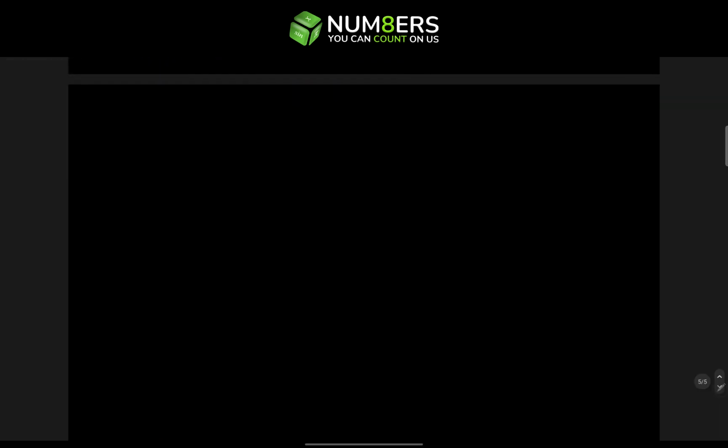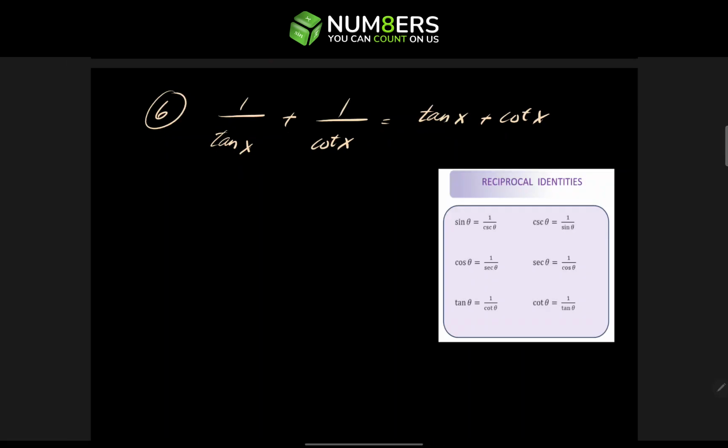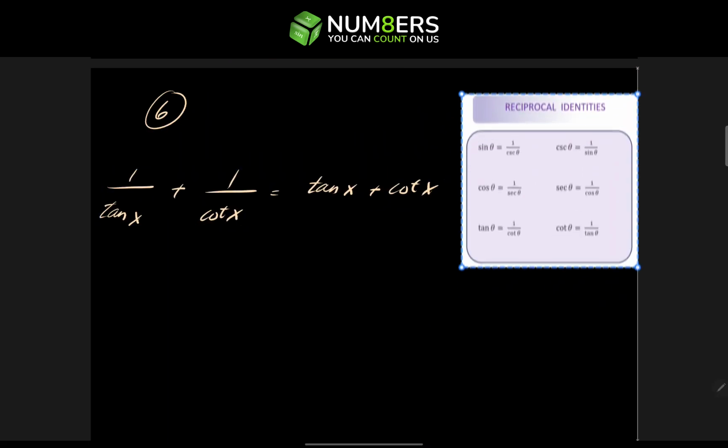All right, guys, let's do number 6, question number 6. For question number 6, we have 1 over tan of x plus 1 over cotan of x is equal to tan of x plus cotan of x. For this one, we're going to use the reciprocal identities. Reciprocal identities are right over here. So what we're going to do is move this equation to the left, so we have a little bit more space to work with.